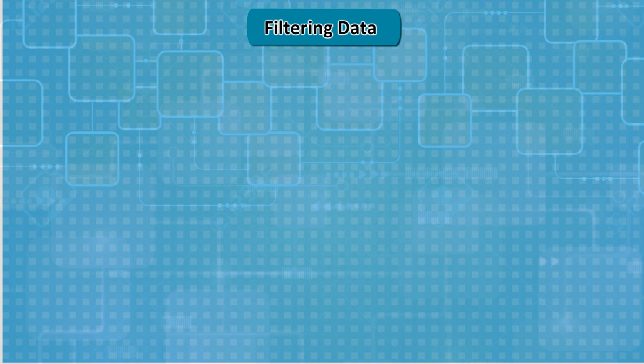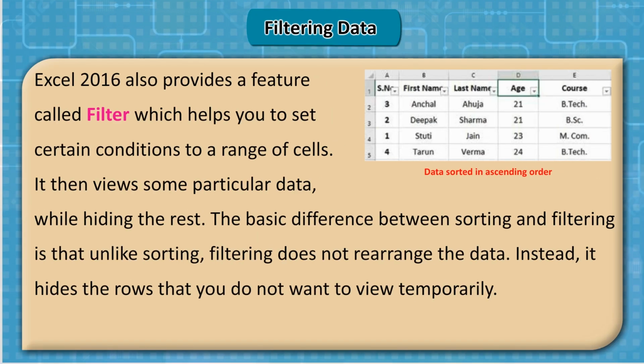Filtering data. Excel 2016 also provides a feature called Filter, which helps you to set certain conditions to a range of cells. It then views some particular data, while hiding the rest. The basic difference between sorting and filtering is that, unlike sorting, filtering does not rearrange the data. Instead, it hides the rows that you do not want to view temporarily.